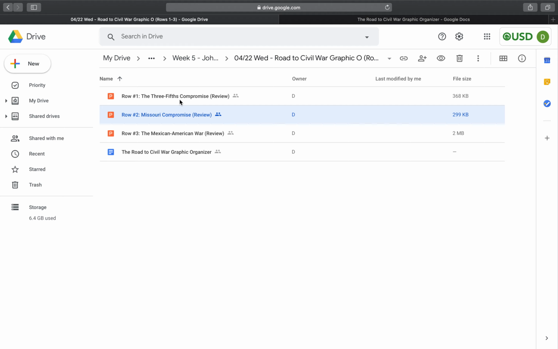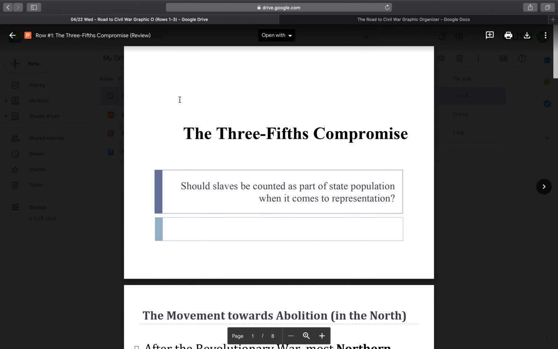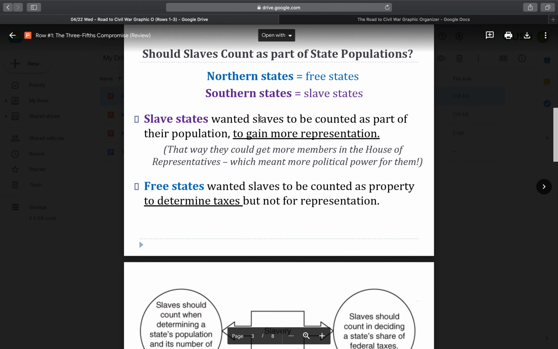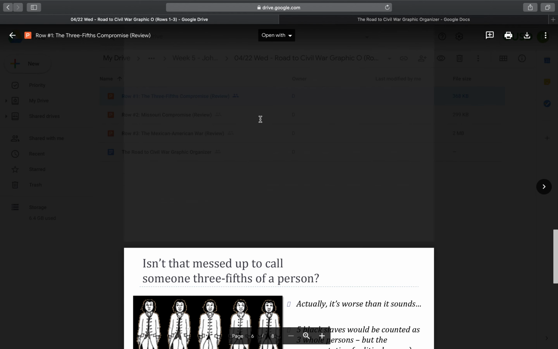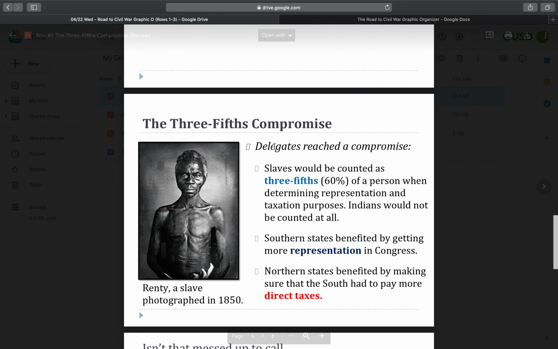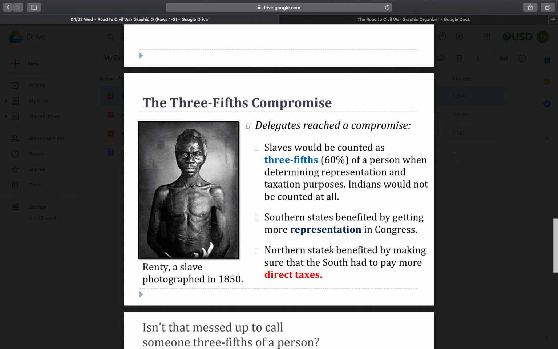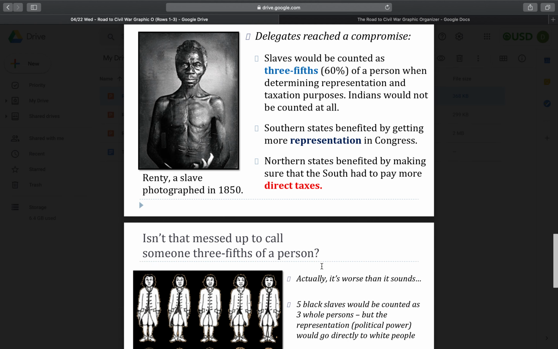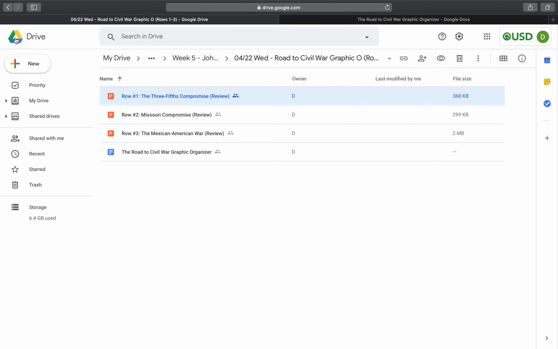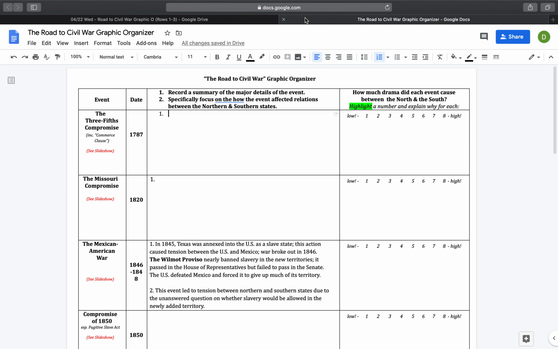So if you don't really remember the 3/5 Compromise, or you remember some things, you read over it. You can scan read. The point of the 3/5 Compromise, if you recall, was to count slaves as 3/5 of a person for determining taxes and for representation. The southern states ended up getting more representatives. The northern states made sure the South paid more taxes. And so this quieted down the argument over slavery for some time.